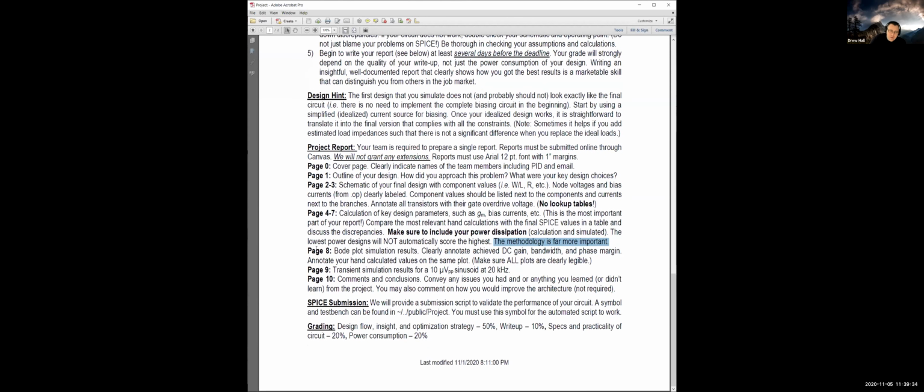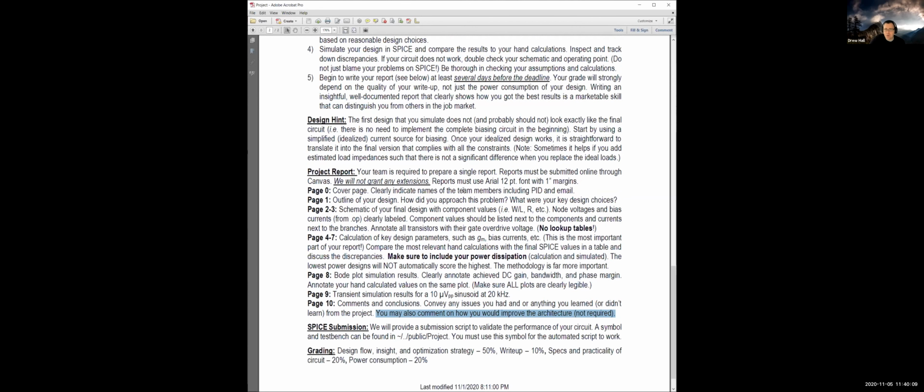Okay. And then the last couple of pages here, 8, 9, these are to demonstrate to us that your design works. So you need to show us some simulation results and annotate things like the gain, the bandwidth, and the phase margin, as well as your hand calculations on that same plot. Last page is just for comments and conclusion. Talk about any issues that you had, things that you learned or maybe didn't learn from the project. And if you want to, how you might improve the architecture in the future.